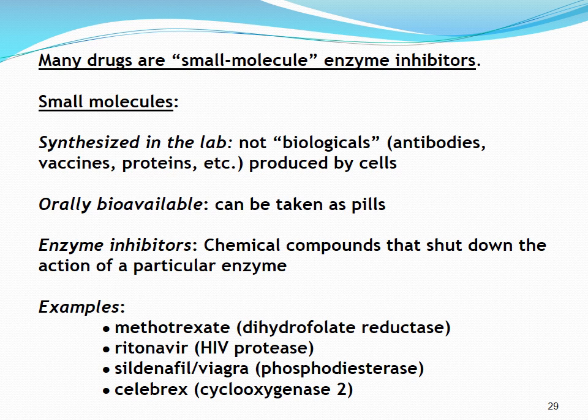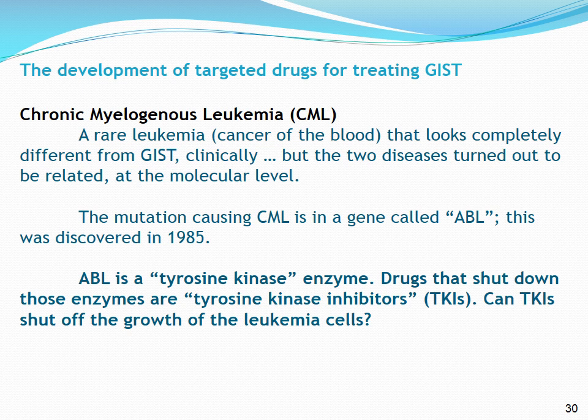Typically, they're what we call enzyme inhibitors. They're compounds that can specifically shut down or turn off a particular enzyme. Many drugs are like this. For example, if you've taken Celebrex for arthritis, that's an inhibitor of an enzyme called cyclooxygenase. So this is a common theme in drug development, developing a small molecule compound that inhibits a particular enzyme. An enzyme is a kind of protein. KIT is a kind of enzyme. It's inhibited by Gleevec. So how did this happen?